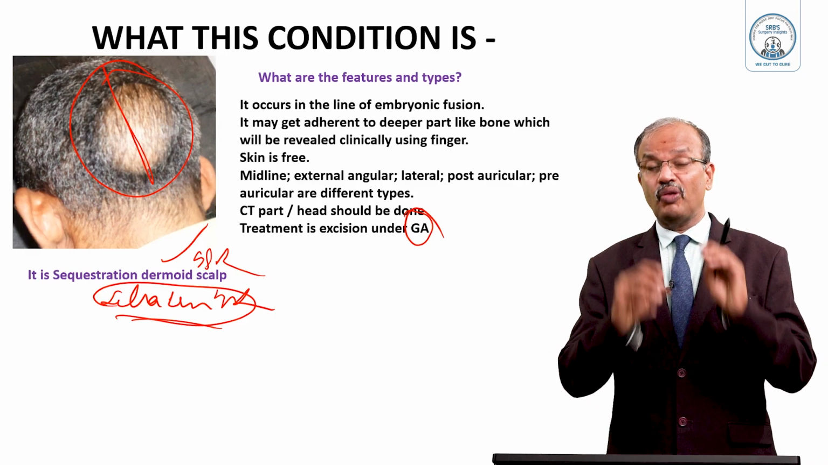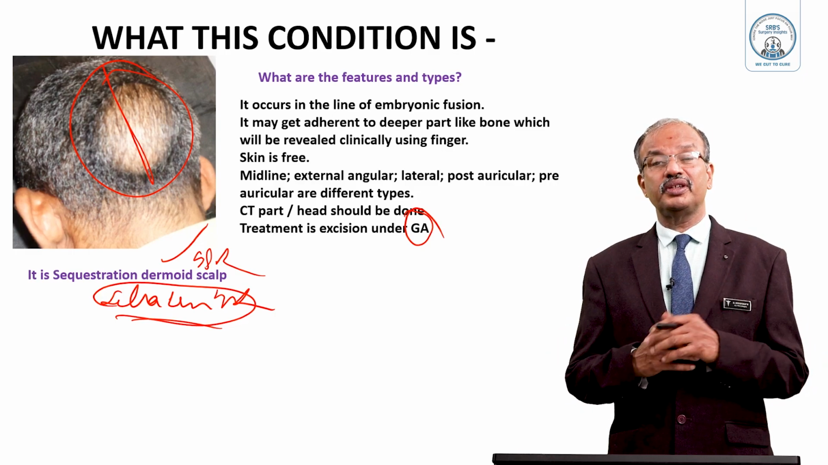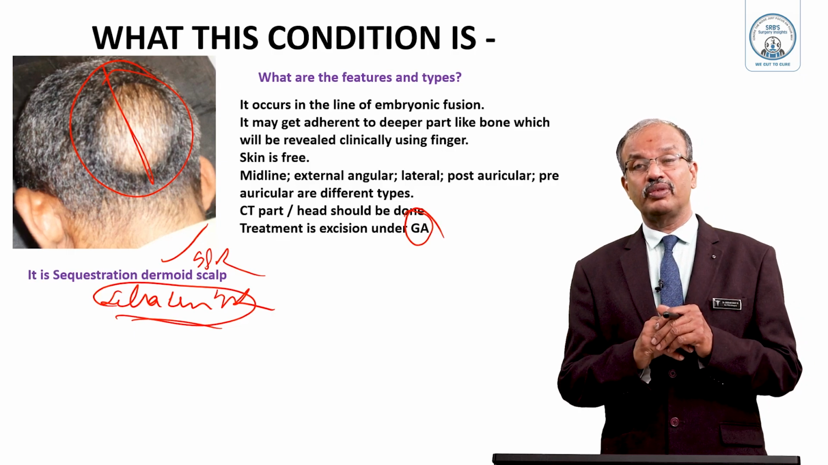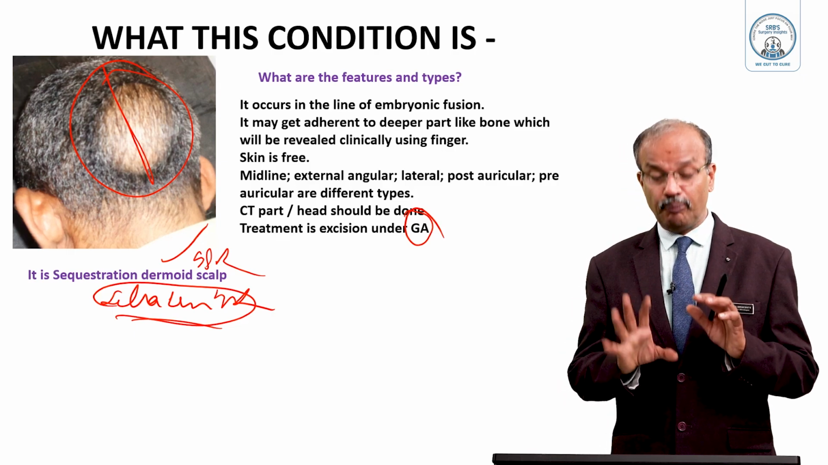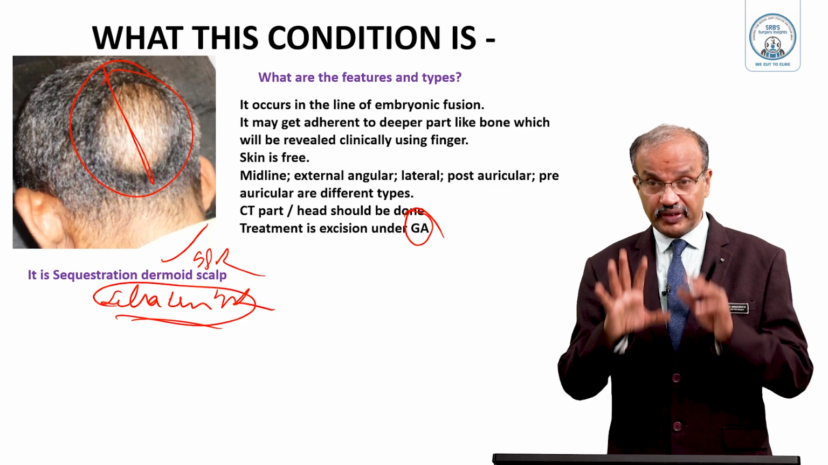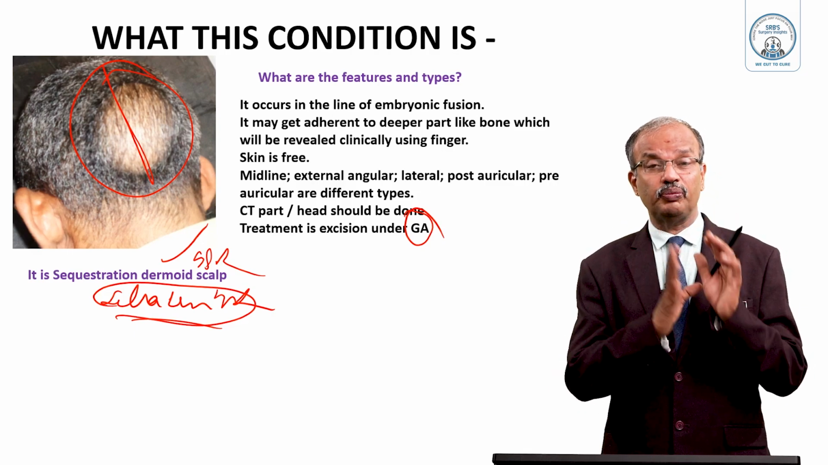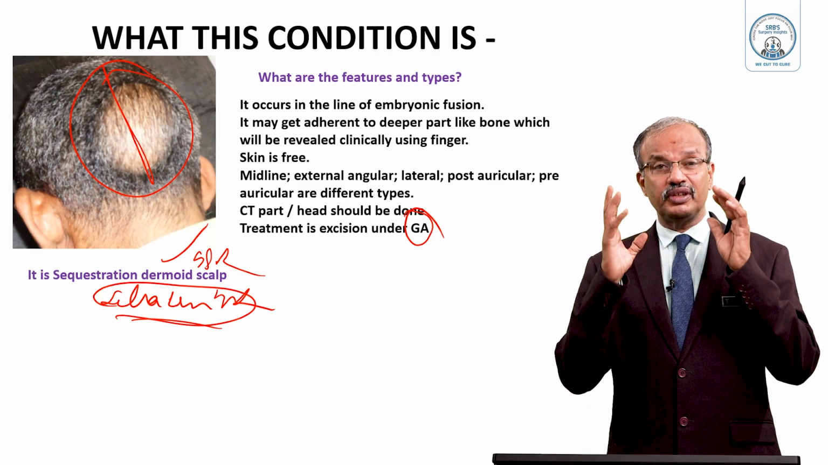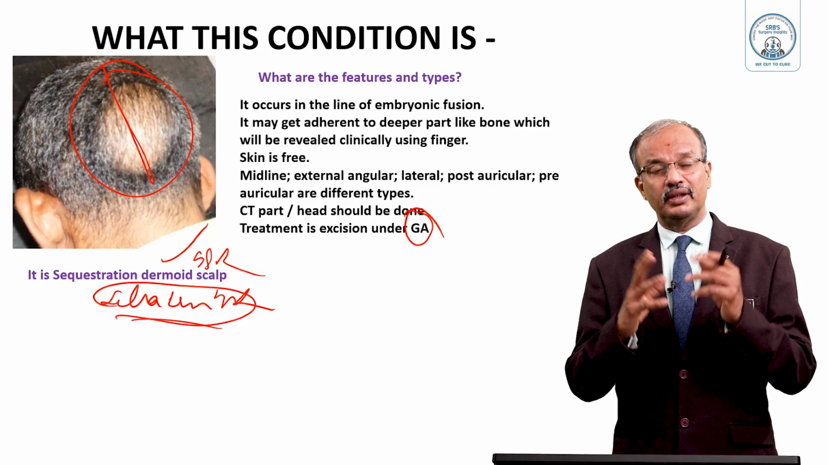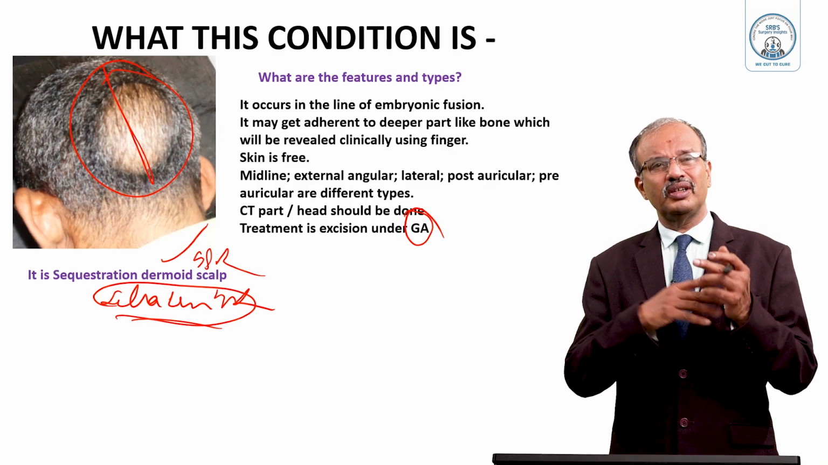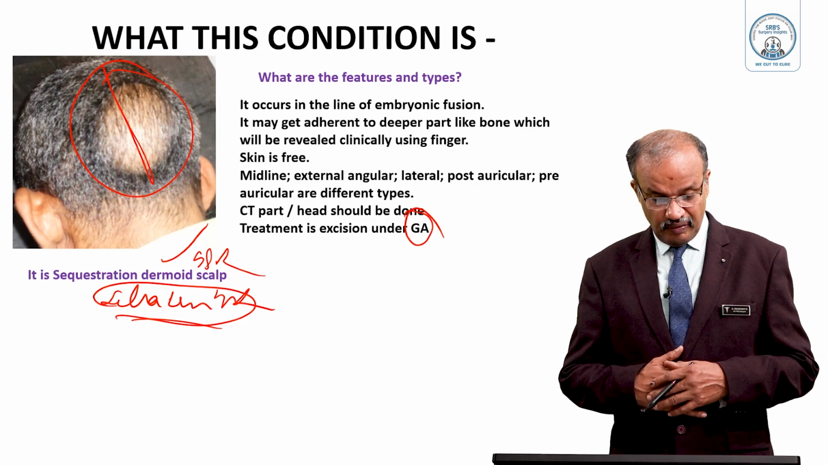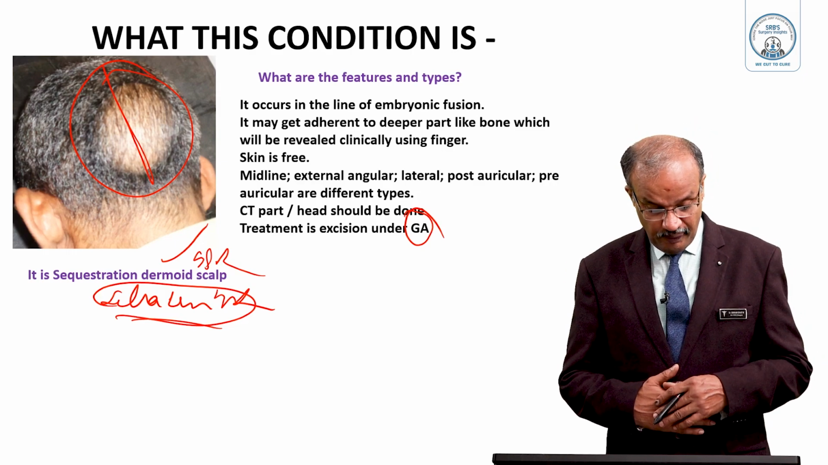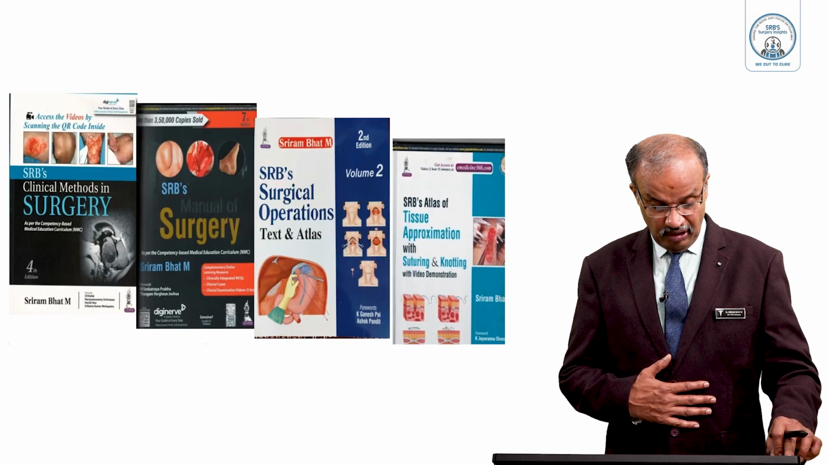If it is extending down into the deeper plane, take the neurosurgeon's help. If it is going into the meninges, or sometimes both tables, take the neurosurgeon's help and do a formal job to excise it completely. That is important. So CT scan is very important even if you suspect dermoid cyst. Differential diagnoses are sebaceous cyst, other cystic swellings in the skull, epidermal cyst and other things which you can think of.